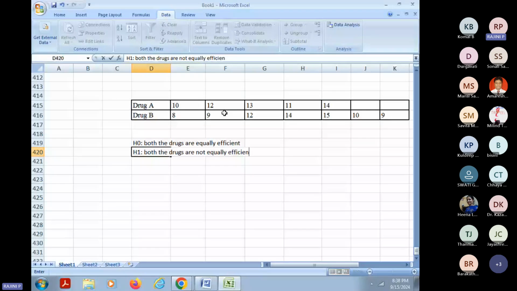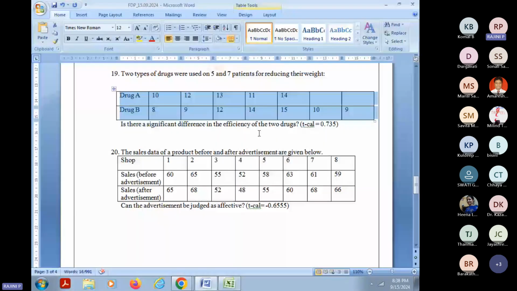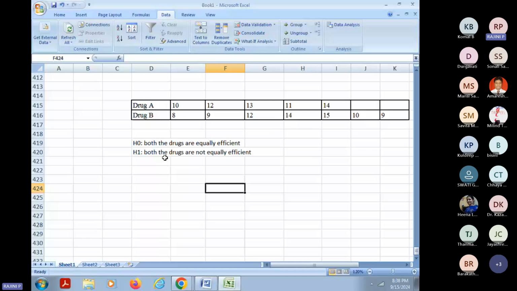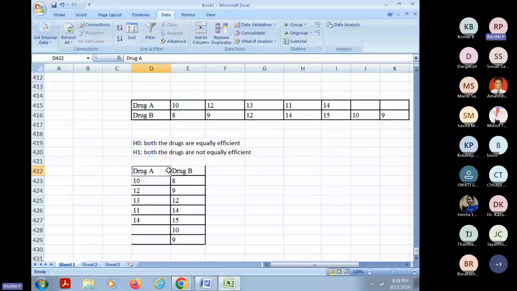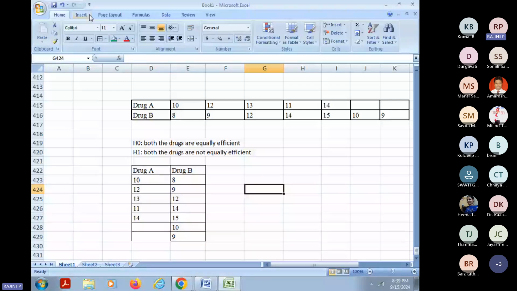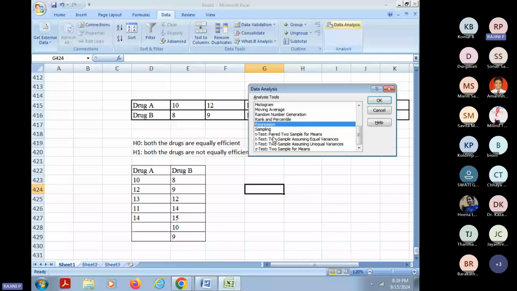Here, a difference in efficiency. Yes. So not equally means again it is a two-tailed test only. Now, how can we do that? Here just copy this data and paste it in columns, that is paste special, transpose. Now we got the data. For this data there is an inbuilt function you can use directly. Go to data analysis, and choose t-test for two means assuming equal variances. Mention that, assuming equal variances. Then okay.